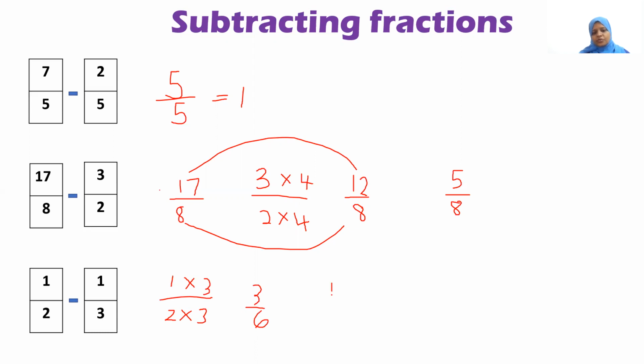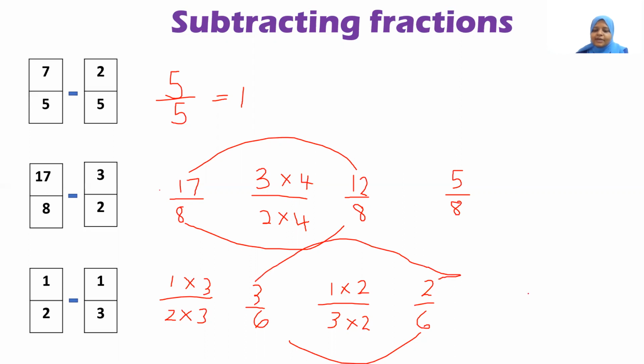Now this 1 over 3. Now 3 to become 6, you have to multiply it by 2, and the numerator also you have to multiply by 2, which makes 2 1s are 2, 3 2s are 6. Now see, the denominators are same. So you have to start subtracting. 3 minus 2 is 1 over 6. Now you can ask me a question.